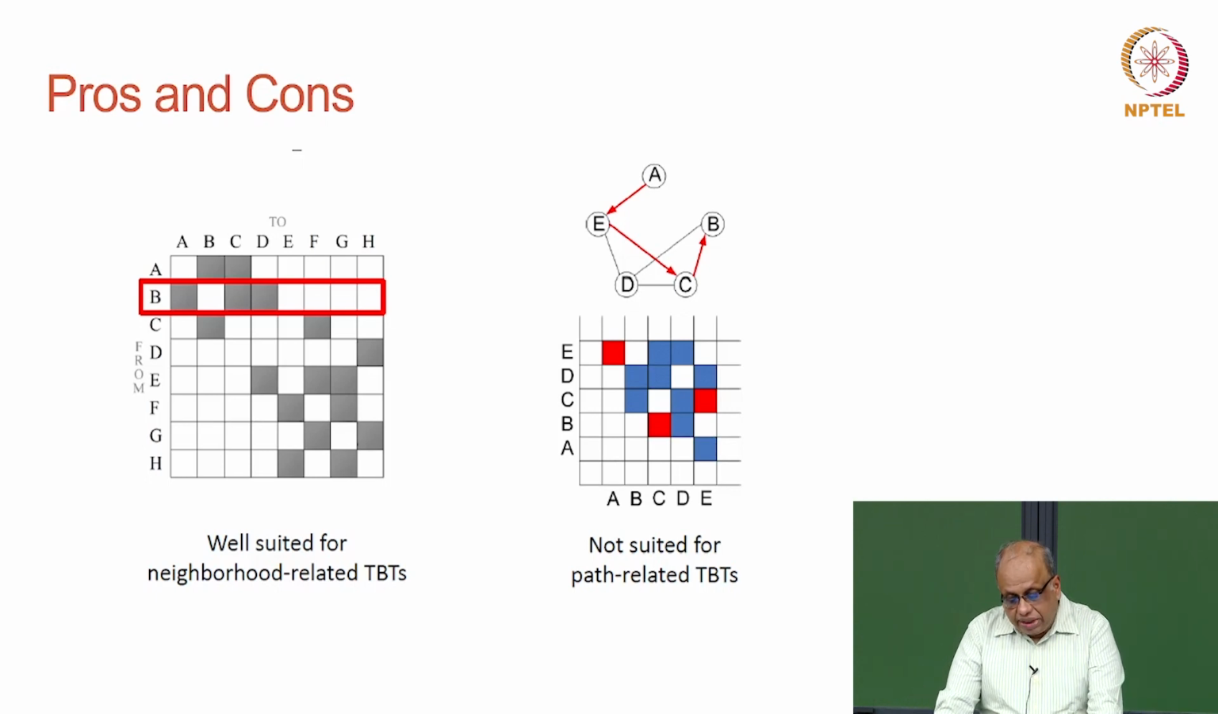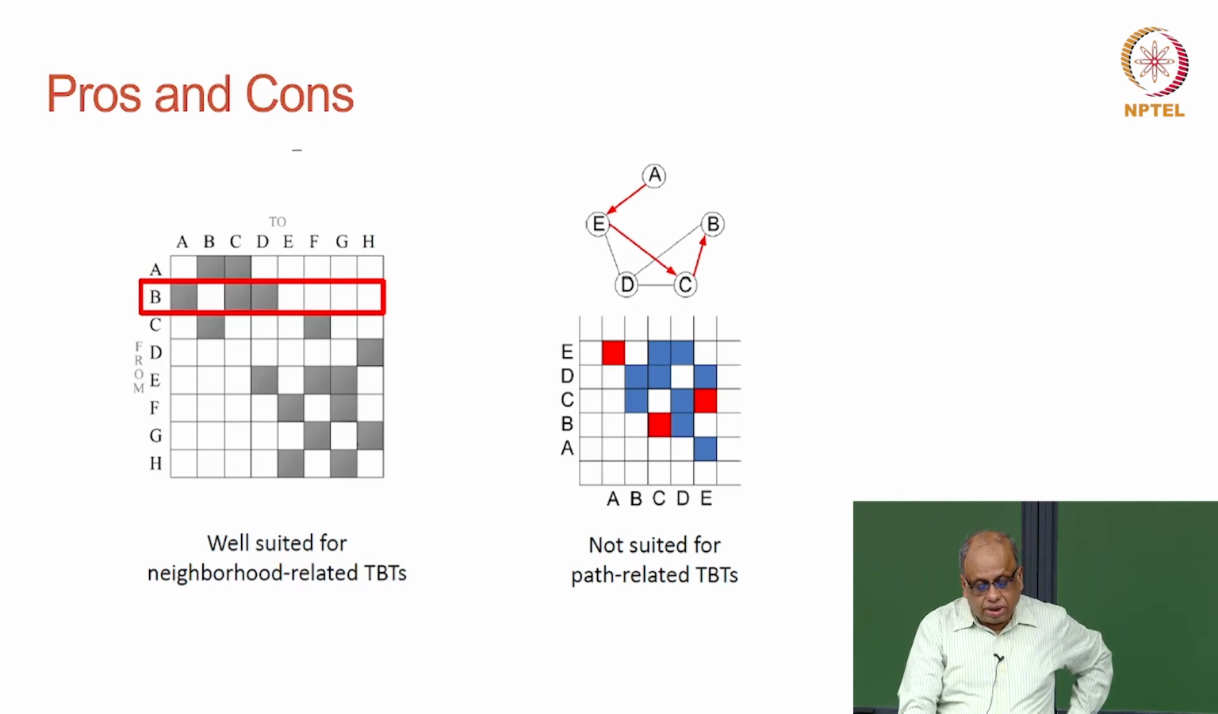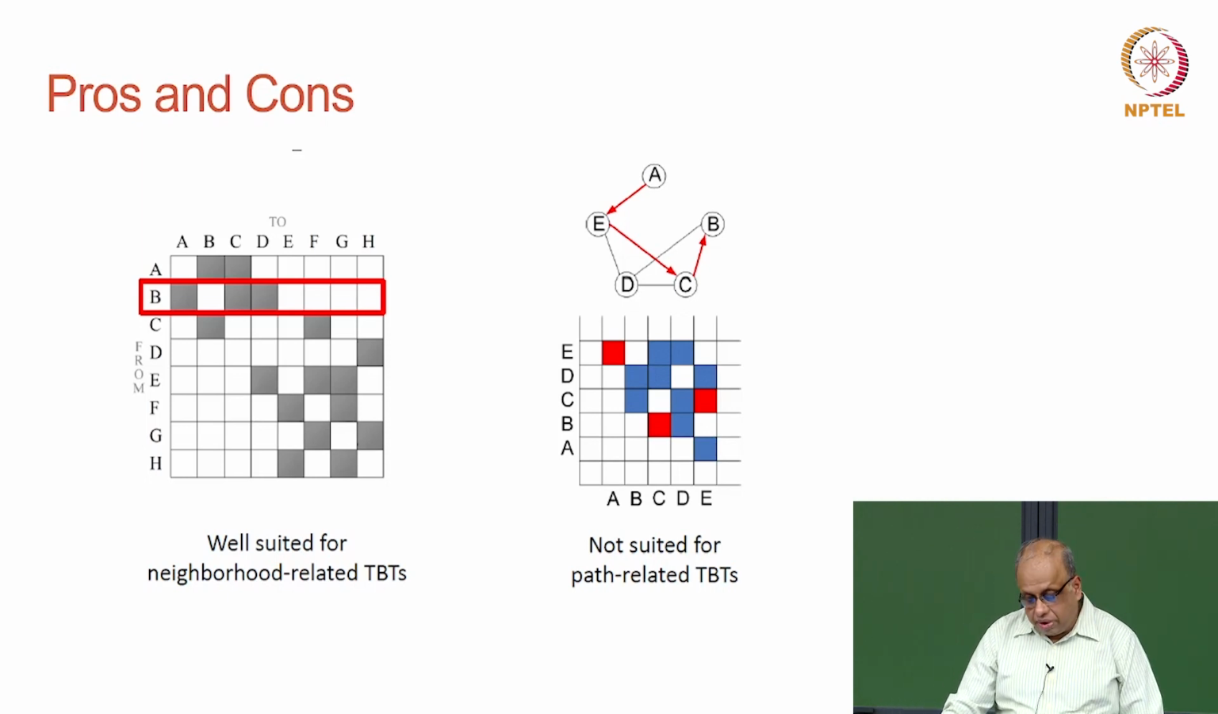So what are the advantages and disadvantages of adjacency matrix based visualization? The advantage is that if you want to see the neighbors, it's very easy to do in an adjacency matrix diagram. So what are the neighbors of B? It is very easy to see: you just look into that particular row and you can see that B is connected to A, C and D. Okay, but they are not suited for path related tasks. For example, if you have to say is there a path from A to B, from the adjacency matrix it is not easy to do that. Okay.